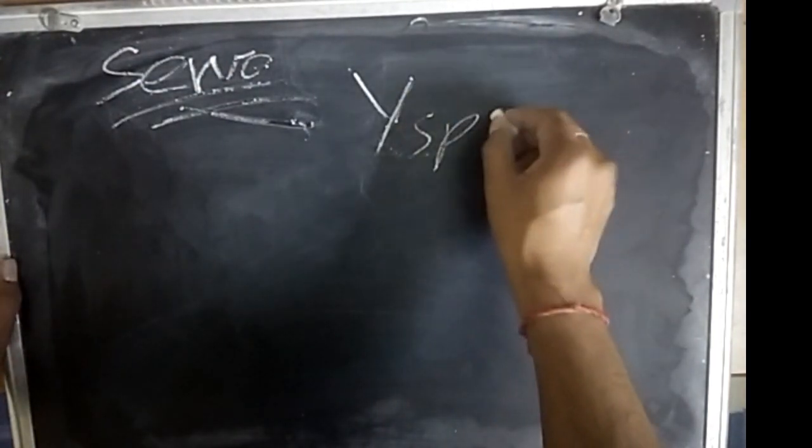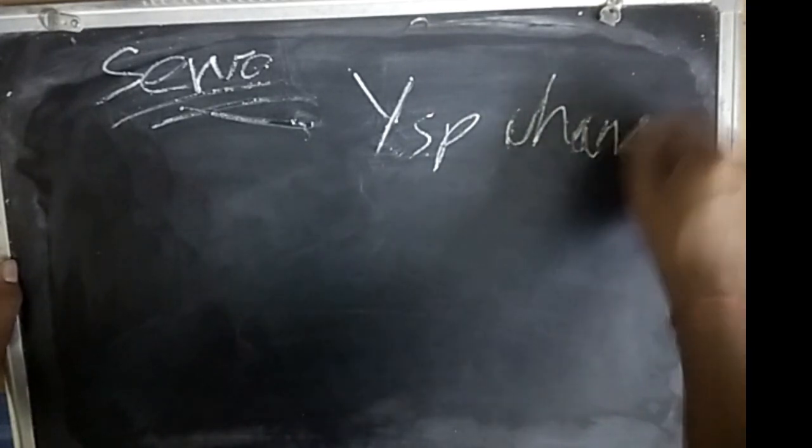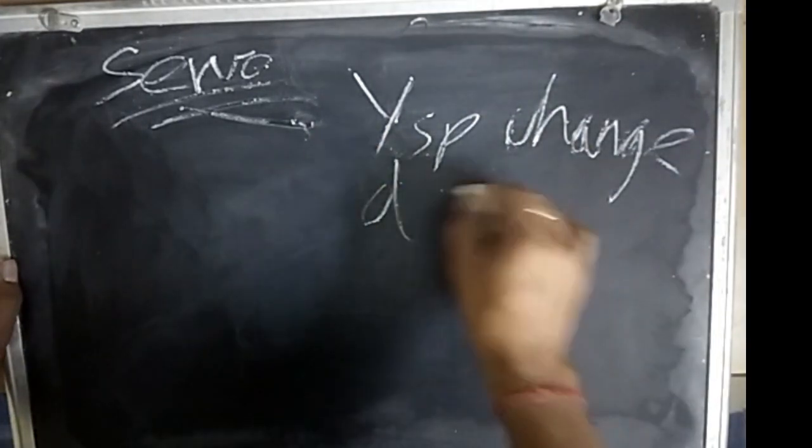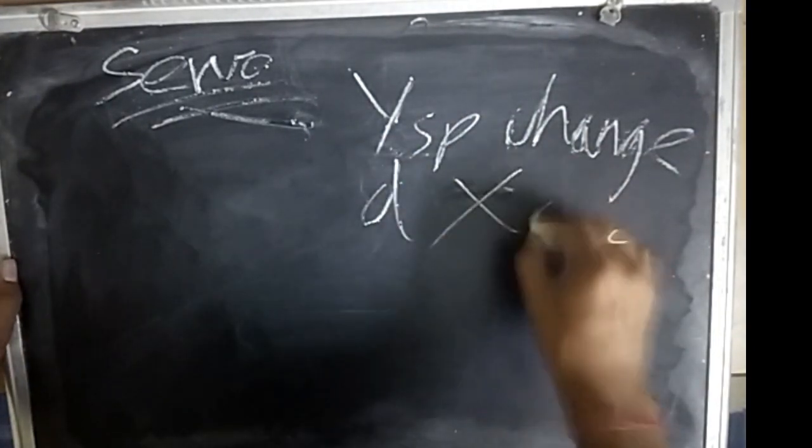Okay, next thing is we take the servo control. Okay, servo and regulatory. In servo, remember that YSP changes, YSP change, and D does not change. Okay, what is YSP, what is D? Simple. Let me put it.